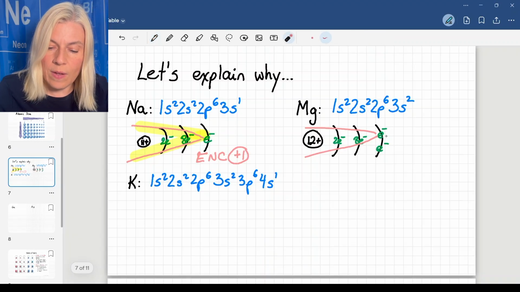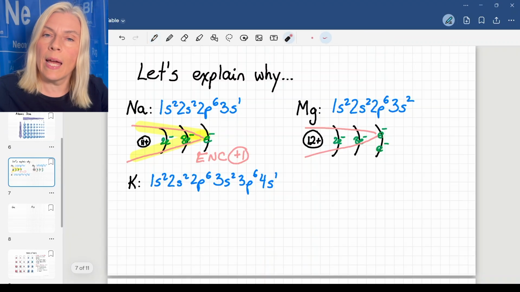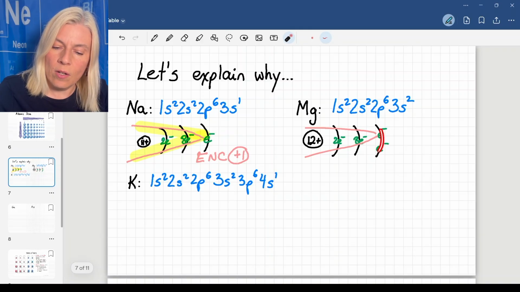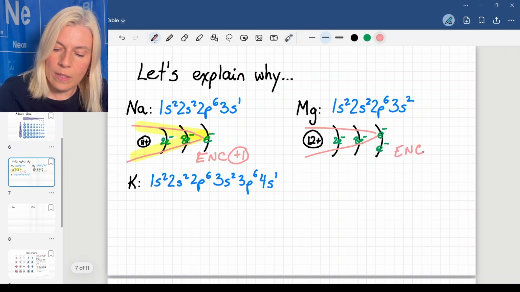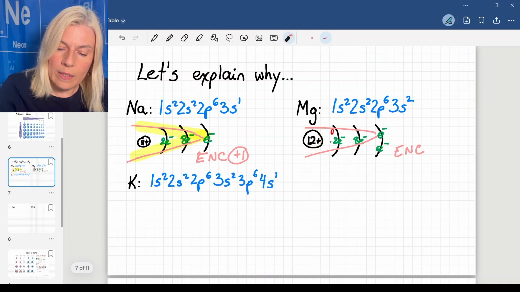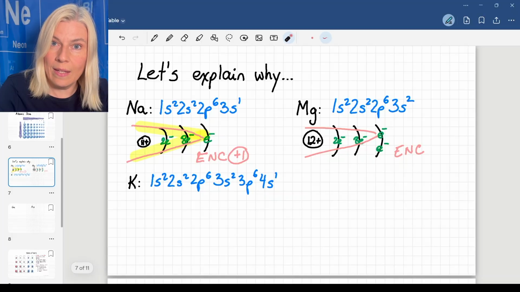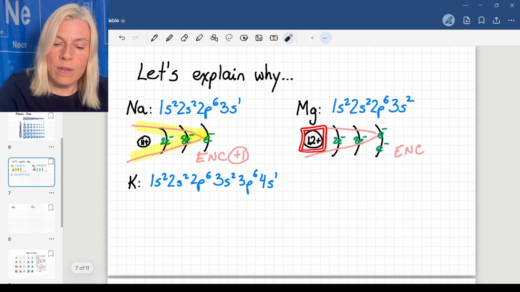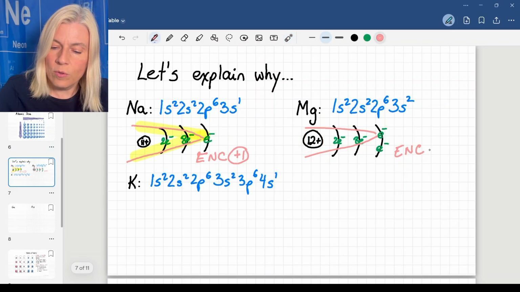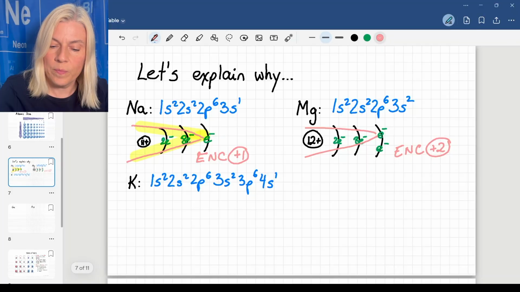Now, keep in mind, the electrons next to each other do not block the view. So the electrons here do not block. I can pick any electron and look in. So ENC, well, let's think about it. I have 12 protons, but 10 electrons getting in the way. So 10 electrons are blocking 10 protons. So it is as if the last electron saw 2 protons. ENC is plus 2.